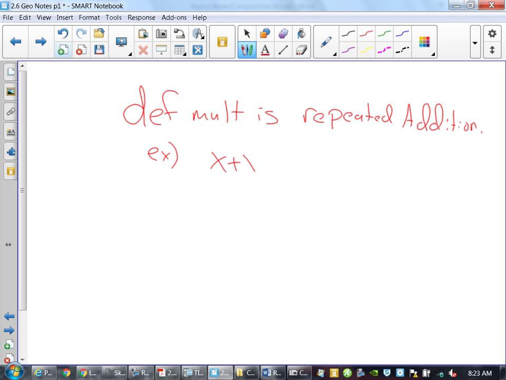X plus X plus X equals what? 3X. And my reason would be definition of multiplication. It's not a property that you're going to see a ton of times, but it might not be a bad idea to put it on that reason bank because it is something that will show up from time to time.